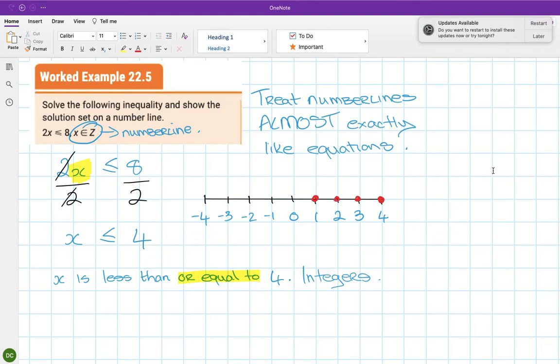I'm always wary going from 1 into 0 in case it's natural, but this isn't natural, it's integers, so I can keep going. So 0, -1, -2, -3, -4, and an arrow because it can continue. And do I shade in? No, because they're integers and integers are whole numbers. So that's that.